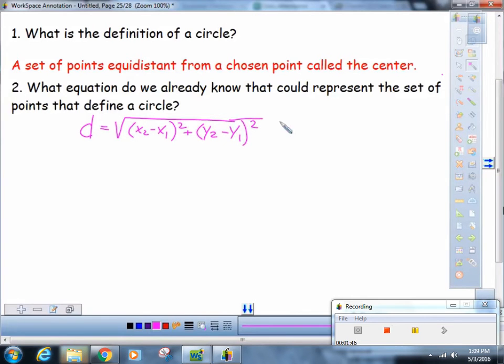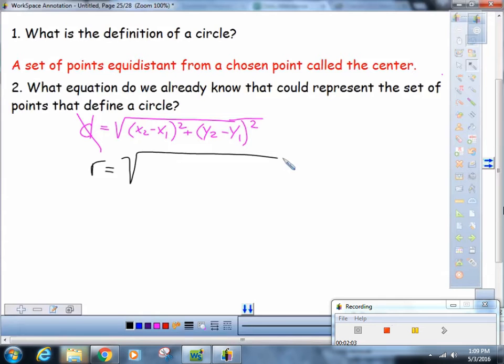Okay? Now, what do we call the distance from the circle to the center? What is that thing called? It's called the radius. So the first thing we're going to do to kind of get our way to this equation is we're going to change the d to an r.